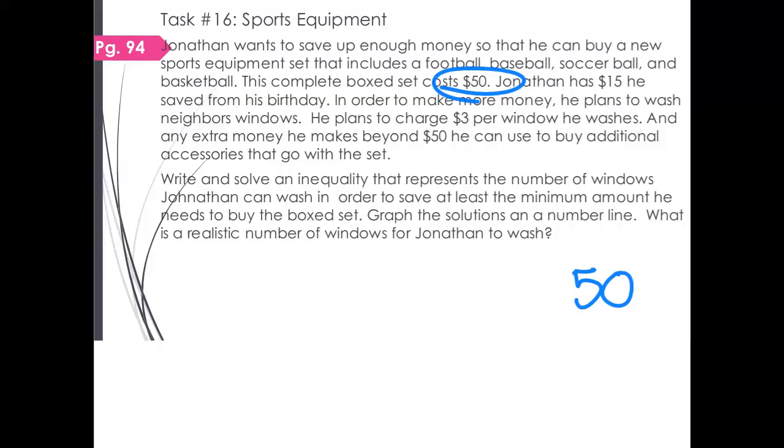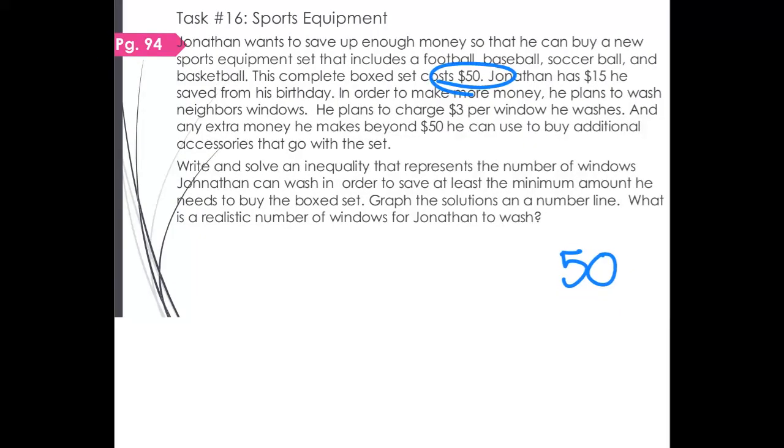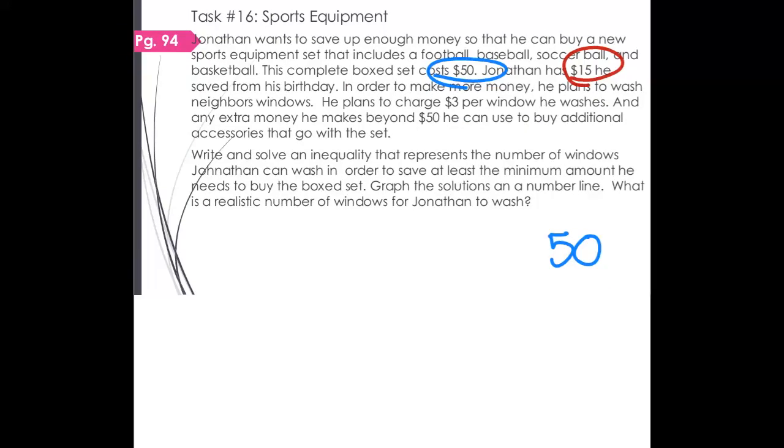What else is going on? What else do we know? Isaiah. We know that they saved $15 from his birthday. Okay. Yes. And he saved it. He's already got that. So he doesn't have to wash windows for that amount because he already has that. Where am I going to put that $15?